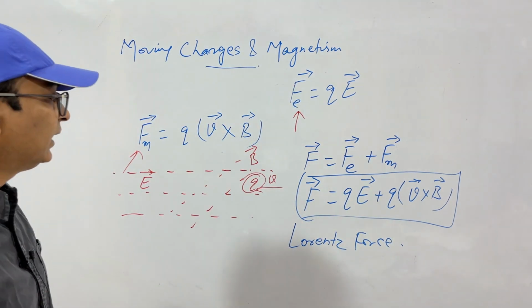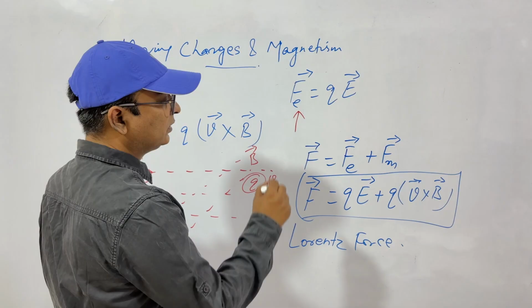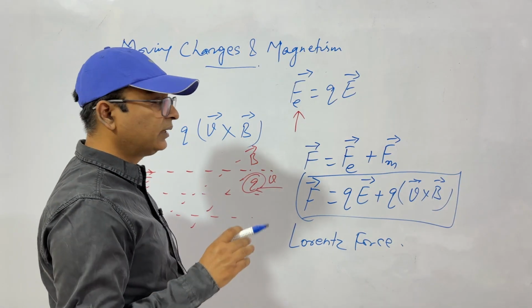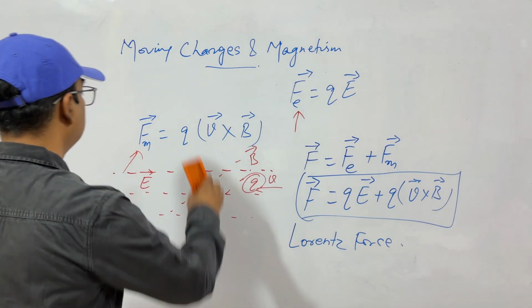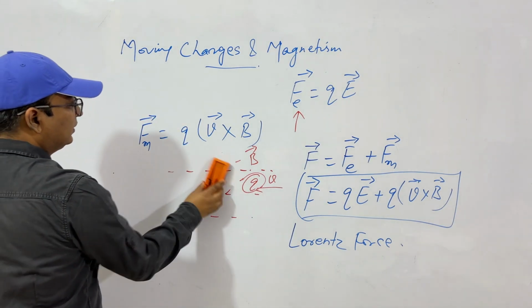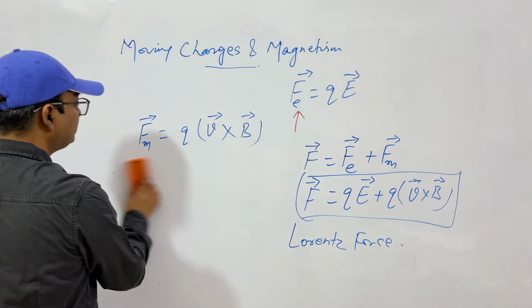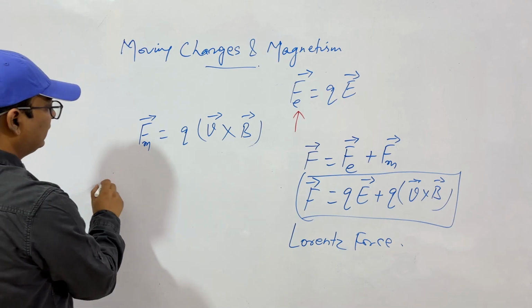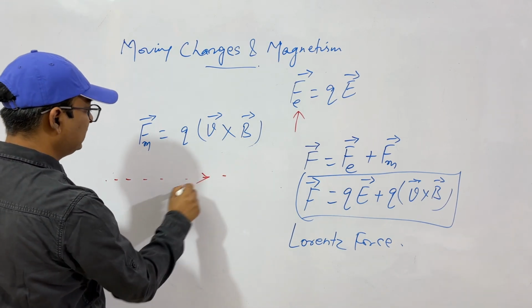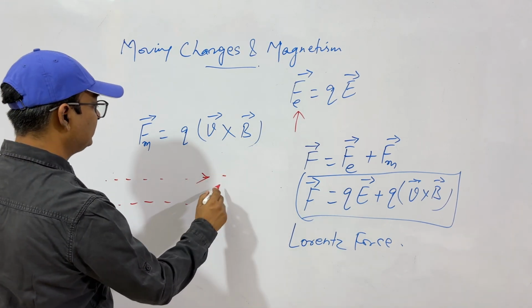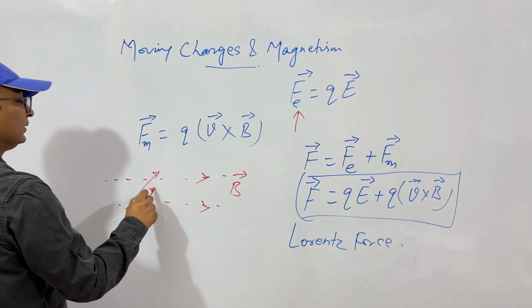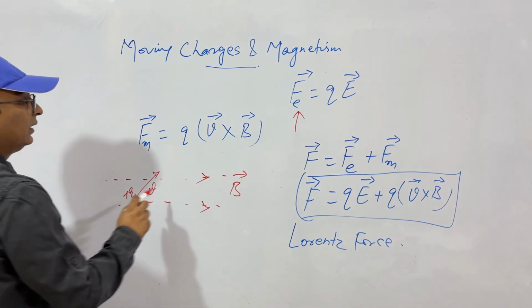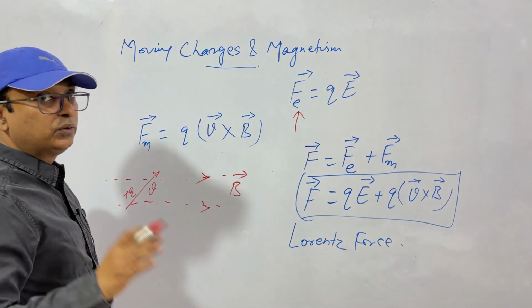Okay, that is the Lorentz force, the force due to the electric field and magnetic field combined. Clear? Now let's understand what is the direction of the force due to the magnetic field. Let this be the direction of the magnetic field, and our velocity is in this direction, the charge is moving in this direction. This is V cross B. You know what is V cross B?